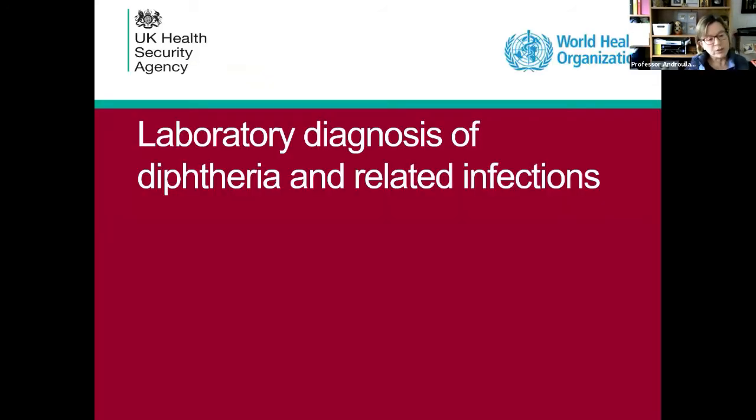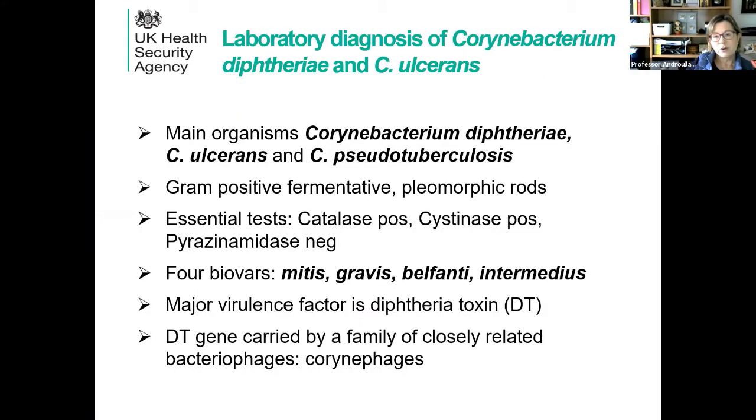Okay, so that was just an overview really of the epidemiology, the clinical aspects, and surveillance. So now let's go on to lab diagnosis of diphtheria, which is of course a very important area in confirming a clinical case. As I said earlier, the main organisms are Corynebacterium diphtheriae, ulcerans, and pseudotuberculosis, all gram-positive pleomorphic rods. There are key tests that are done in labs, classic tests like catalase, and enzyme tests, which I will describe: cystinase, pyrazinamidase.